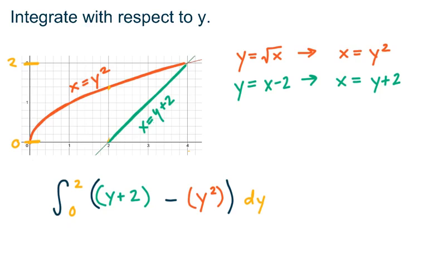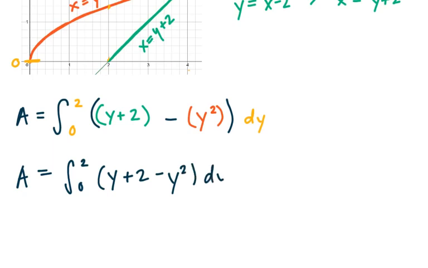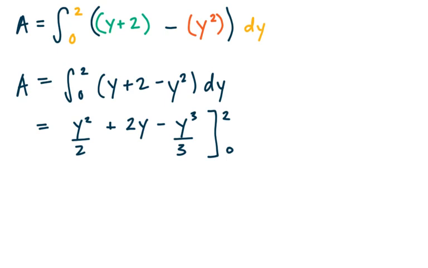So let's evaluate this integral, right? So this is my area. So area is the integral from 0 to 2 of y plus 2 minus y squared dy. And this is very simple to integrate. Y becomes y squared over 2. 2 just becomes 2y, and y squared becomes y cubed over 3. So we're going to need to evaluate this from 2 to 0.